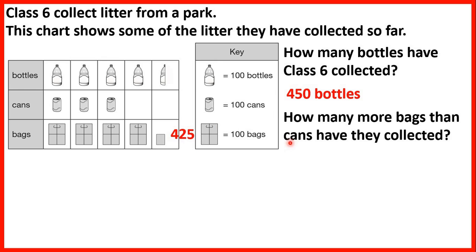We also need to know the number of cans. So one can on the pictogram represents 100 cans. So we can see that because we have 3 cans, they've collected 300 cans. Now the question asks how many more. So we need to find the difference. We need to work out how many more is 425 than 300. And to find the difference, we can subtract, and that gives us our answer, 125.